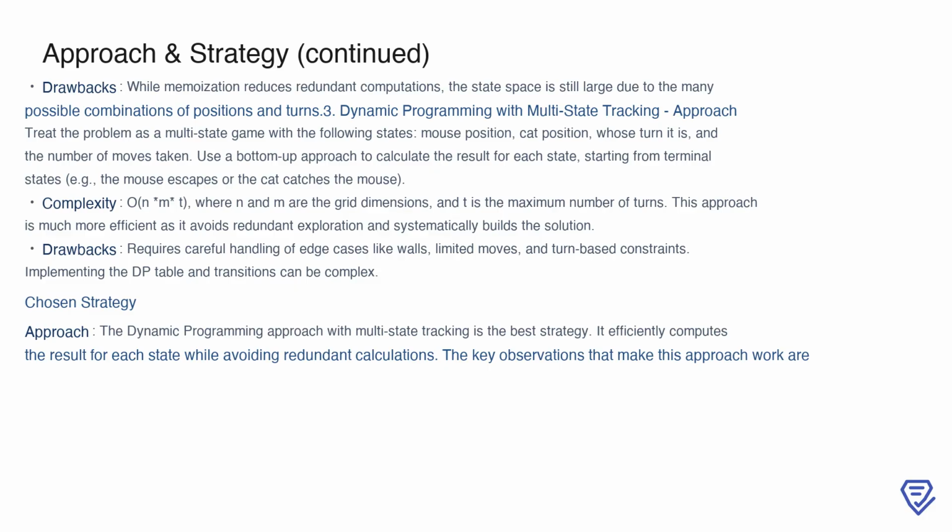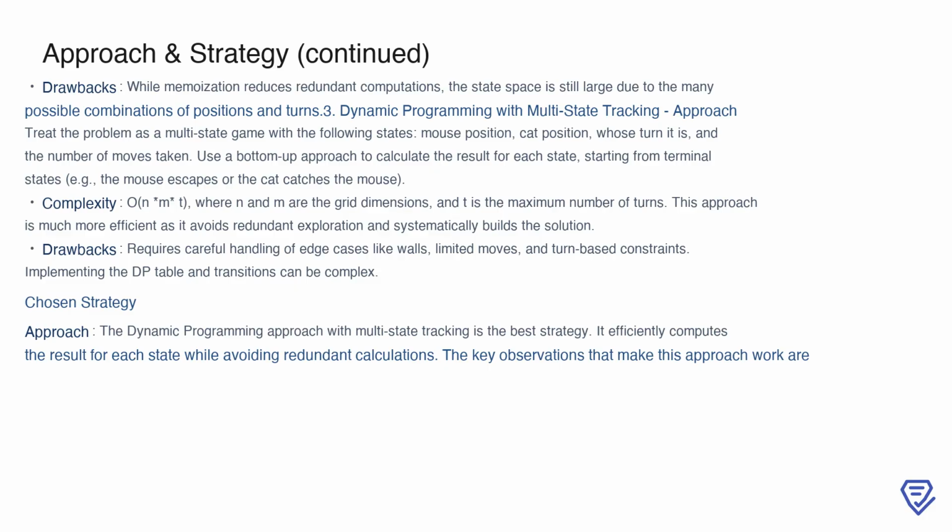Using a bottom-up approach, we calculate the results for each state starting from the terminal states: situations where the mouse escapes, the cat catches the mouse, or the maximum number of moves is reached. This method is significantly more efficient, with a complexity of n*m*t, where n and m are the grid dimensions, and t is the maximum number of turns.